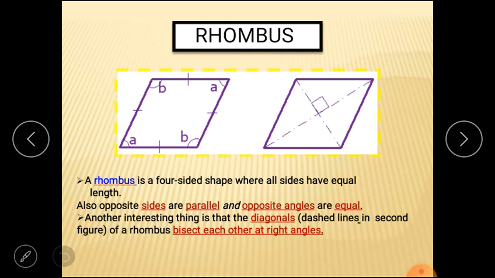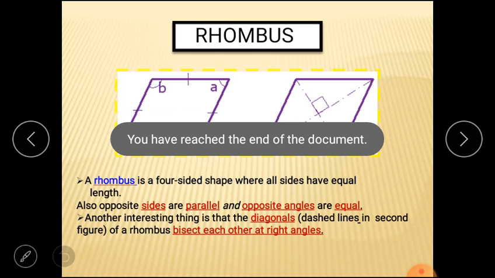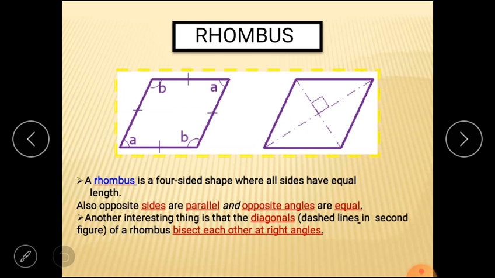See the second diagram, the dashed line is given. That is called the diagonal. The diagonals of a rhombus bisect each other at right angles. At the center where they bisect, each angle comes to 90 degrees, a right angle. The remaining shapes' properties we will discuss in the next class. Thank you.